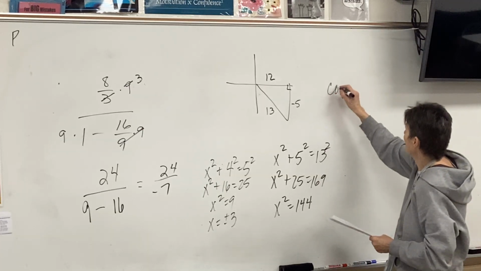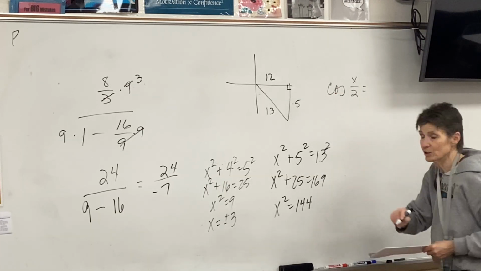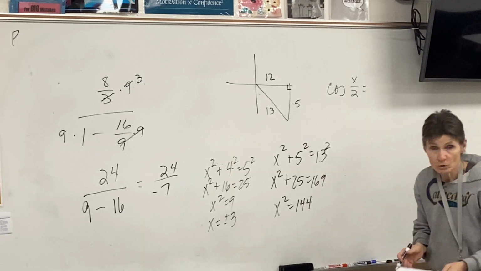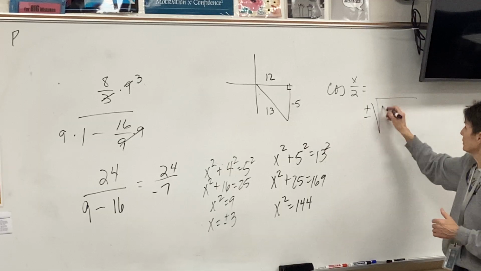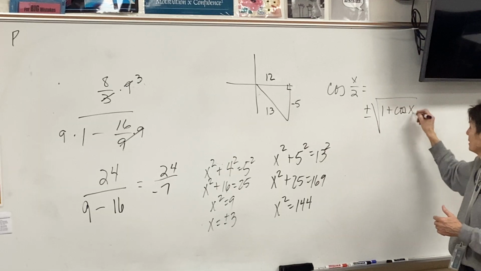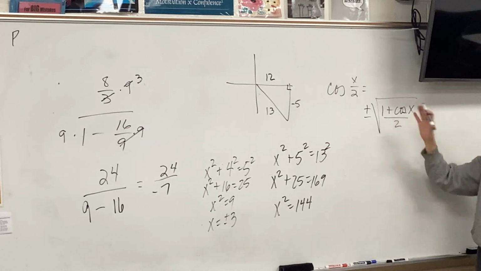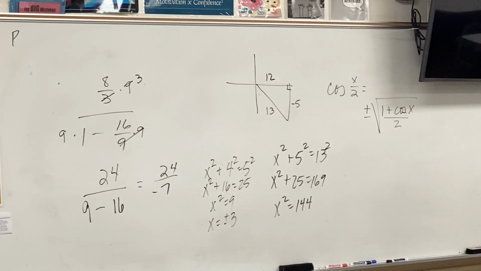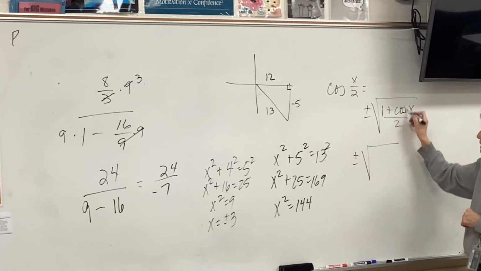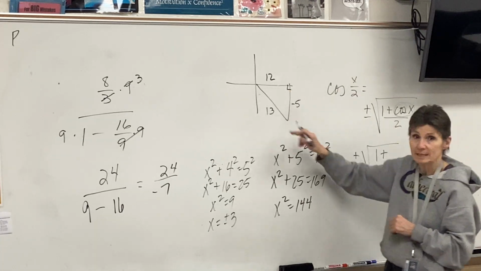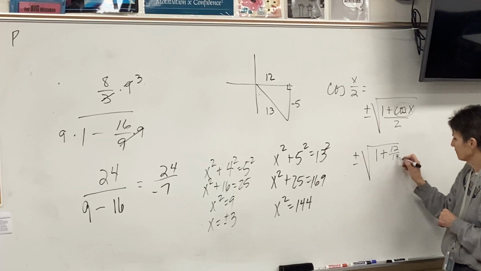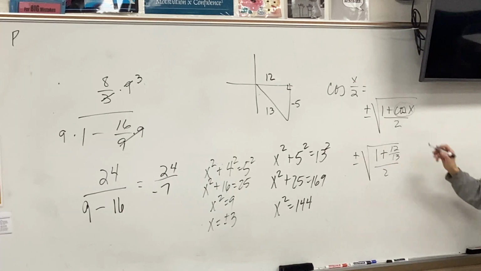Now I am supposed to be finding the cosine of x over 2. So the first thing I do is write down my formula. Plus or minus the square root of 1 plus cosine over 2. That whole thing is under the radical. Now I'll look at my picture, and I'm going to plug in the cosine. So looking at my picture, it looks like 12/13. So all I do is plug my cosine value from my picture into my formula.